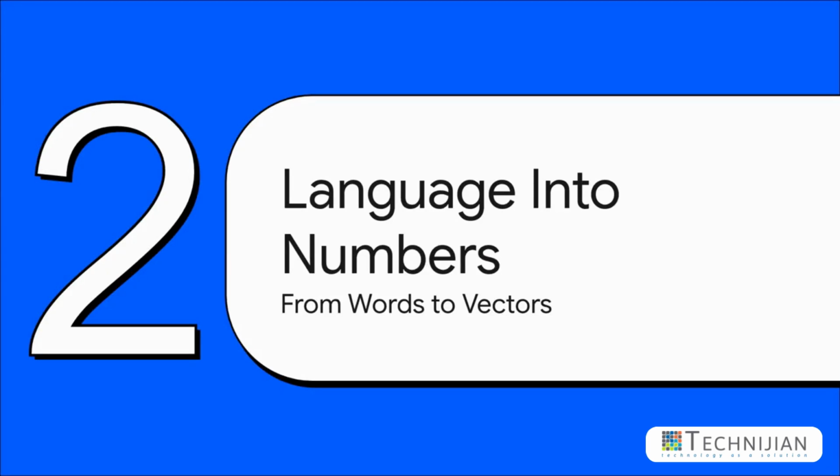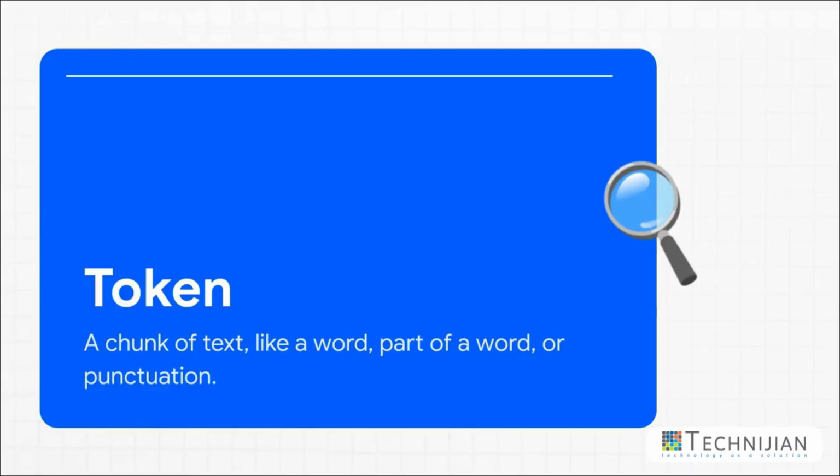Okay, so we've got this incredible learning engine, but there's one giant problem. It doesn't understand words. It doesn't speak English or Spanish or Japanese. It only speaks one language, math. So we've got to figure out how to translate our words into numbers it can actually work with. And the first thing we do is chop up our text into pieces. These pieces are called tokens. Now, a token might be a whole word, like cat, or just part of a word, or even a simple comma. This process takes our messy, flowing language and turns it into a nice, neat list that a computer can start to make sense of.